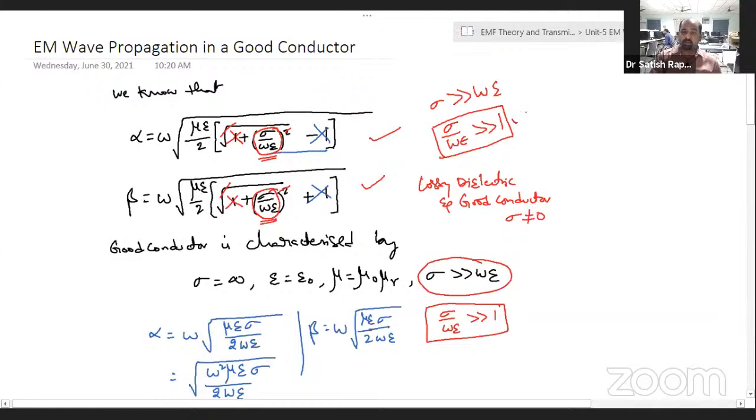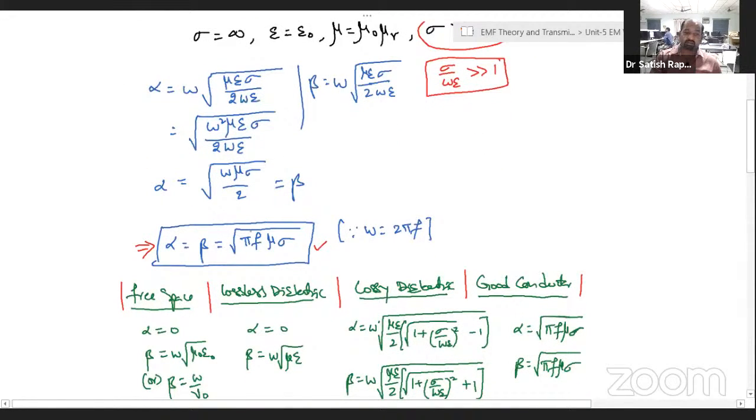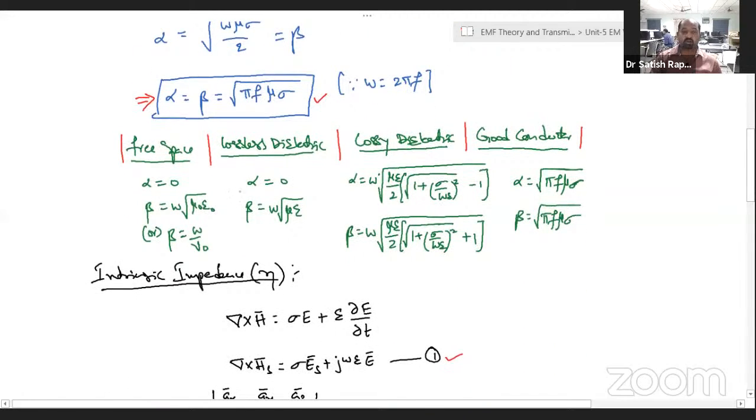So applying this condition in both expressions of alpha and beta, and simplifying, we will get alpha is equal to beta, and not equal to 0. So alpha is equal to beta is equal to root over pi f mu sigma. And here I have summarized free space, lossless dielectric media, lossy dielectric media, and good conductor. Four media I have summarized with alpha and beta.